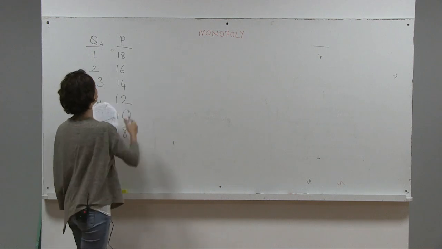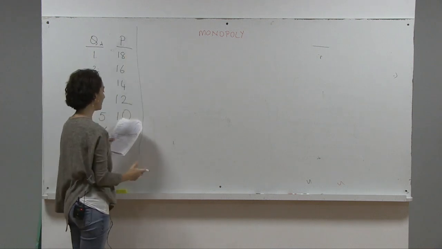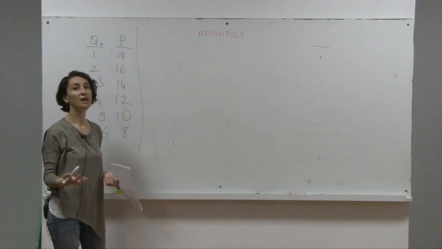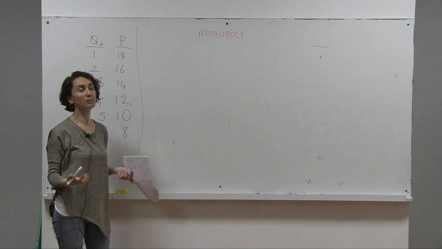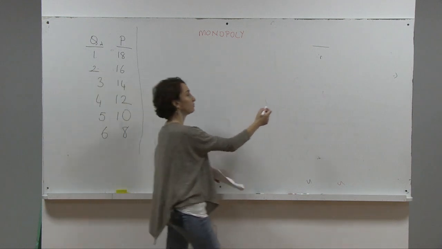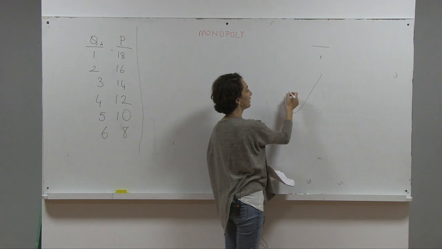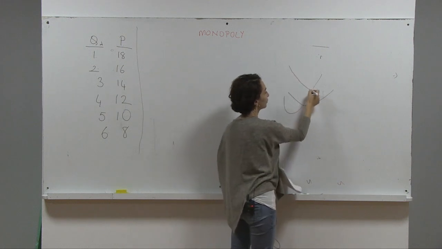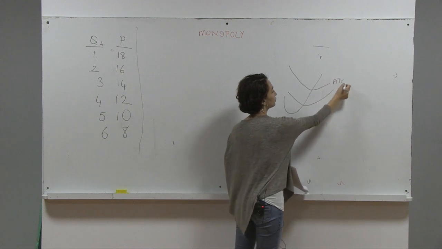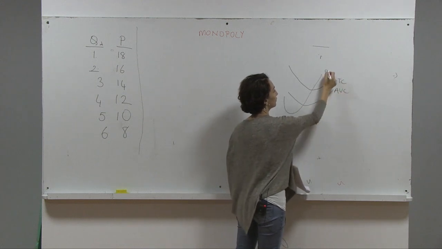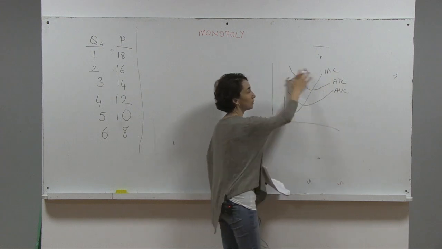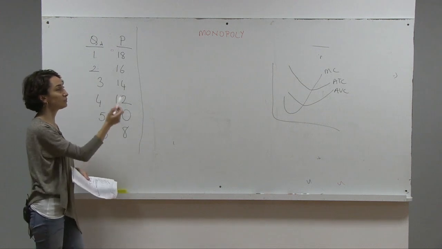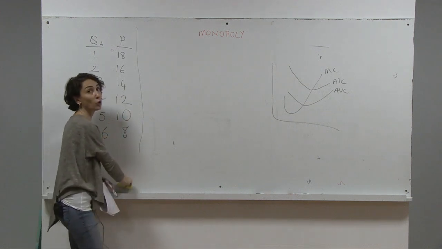Okay, now this is the demand curve, okay? And then we have cost curves, okay? Monopoly is like any firm in a perfectly competitive market. So remember, they have a marginal cost curve, they have average variable cost curve, they have average total cost curve. We talked a lot about this. For the monopoly, we have similarly shaped cost curves.